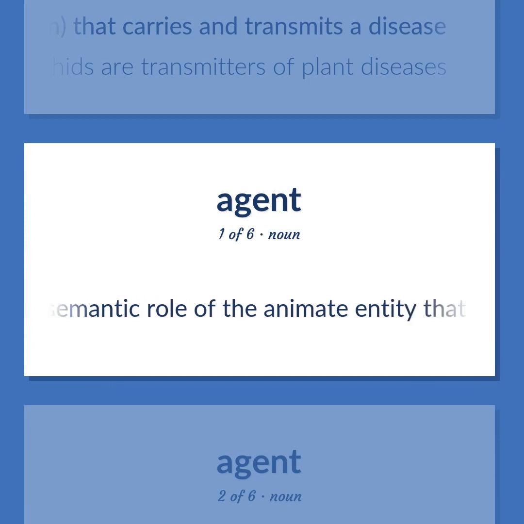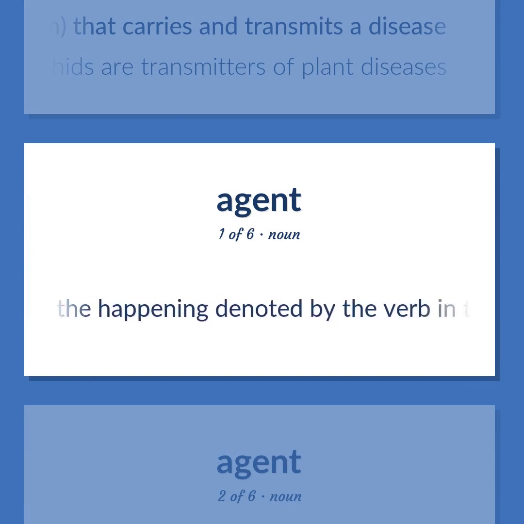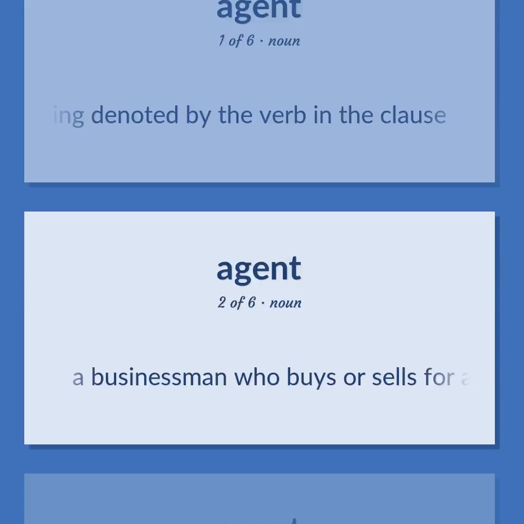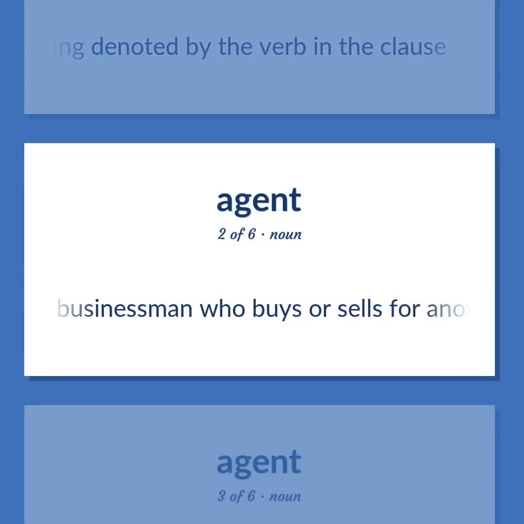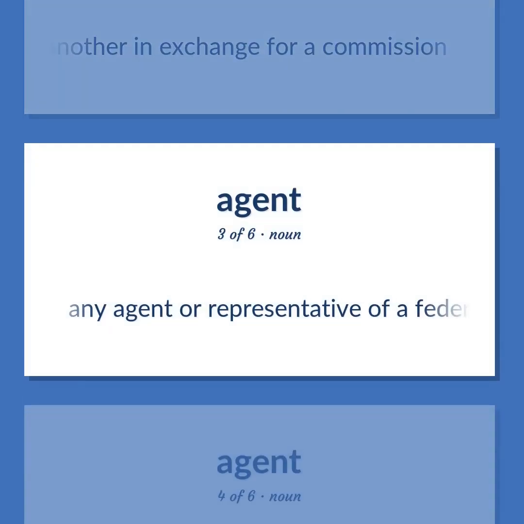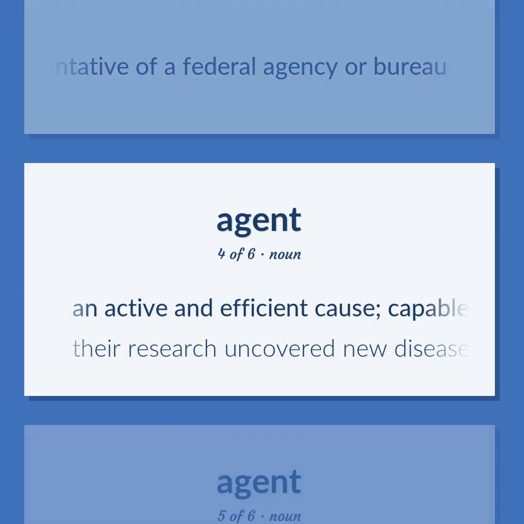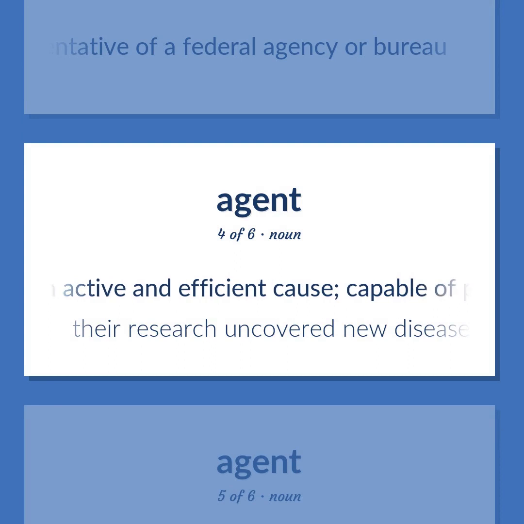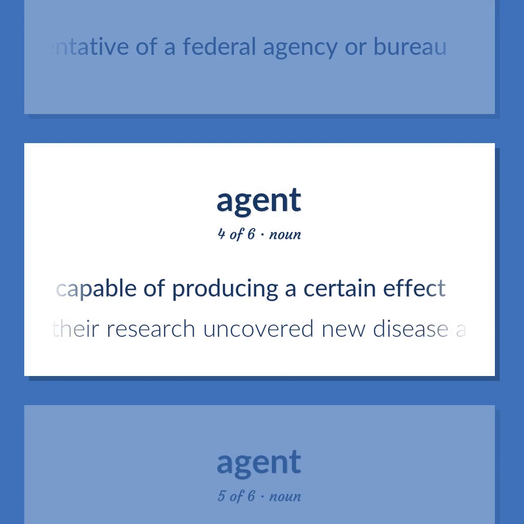The semantic role of the animate entity that instigates or causes the happening denoted by the verb in the clause. A businessman who buys or sells for another in exchange for a commission. Any agent or representative of a federal agency or bureau. An active and efficient cause, capable of producing a certain effect. Their research uncovered new disease agents.